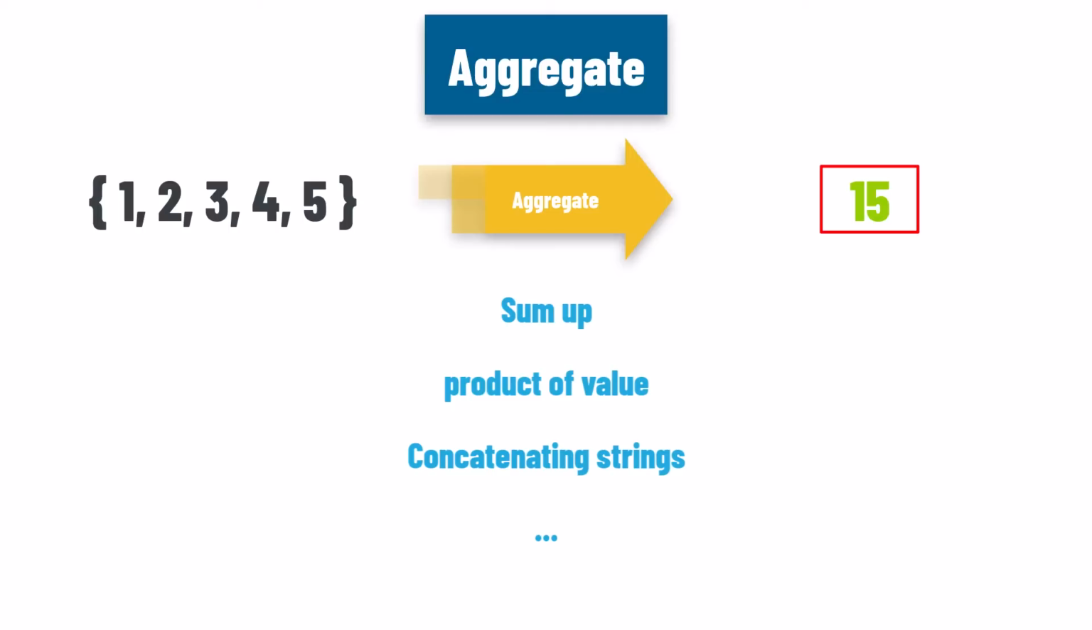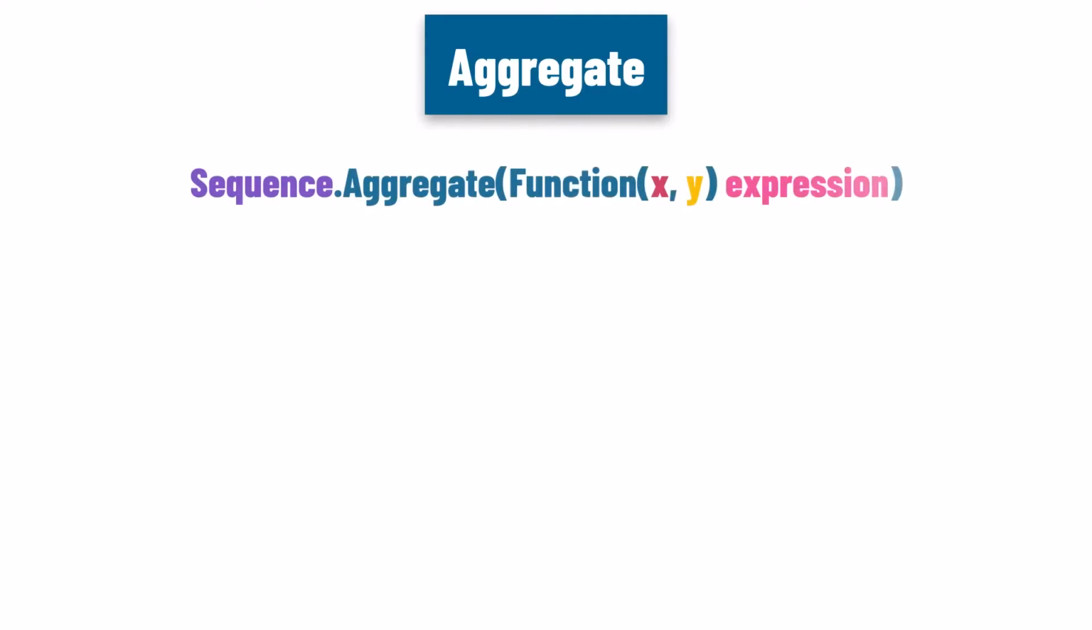The aggregate method comes in 3 different overloads. Each one lets you apply your rule to your group of values in a different manner. Let's look at the first one, which has the following structure. It involves the sequence we want to aggregate, then the method with a lambda expression. The lambda expression uses 2 parameters. The first one represents the accumulator, or in other words, the current state of aggregation. The second parameter is the current element from the sequence.